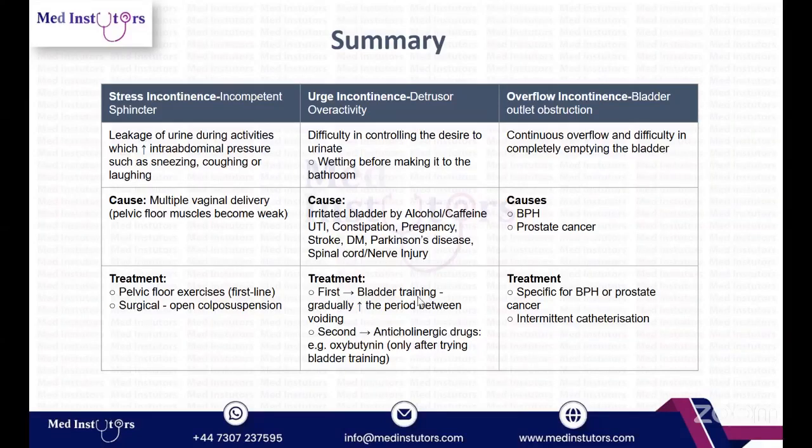Treatment: first line is bladder training. Second line is anticholinergic drugs like oxybutynin, after trying bladder training. Then overflow incontinence is classically due to bladder outlet obstruction, and it is mainly seen in males. Causes are BPH and prostate cancer. Treatment is specific for BPH, or intermittent catheterization. Is everyone clear? We are done with the topic.